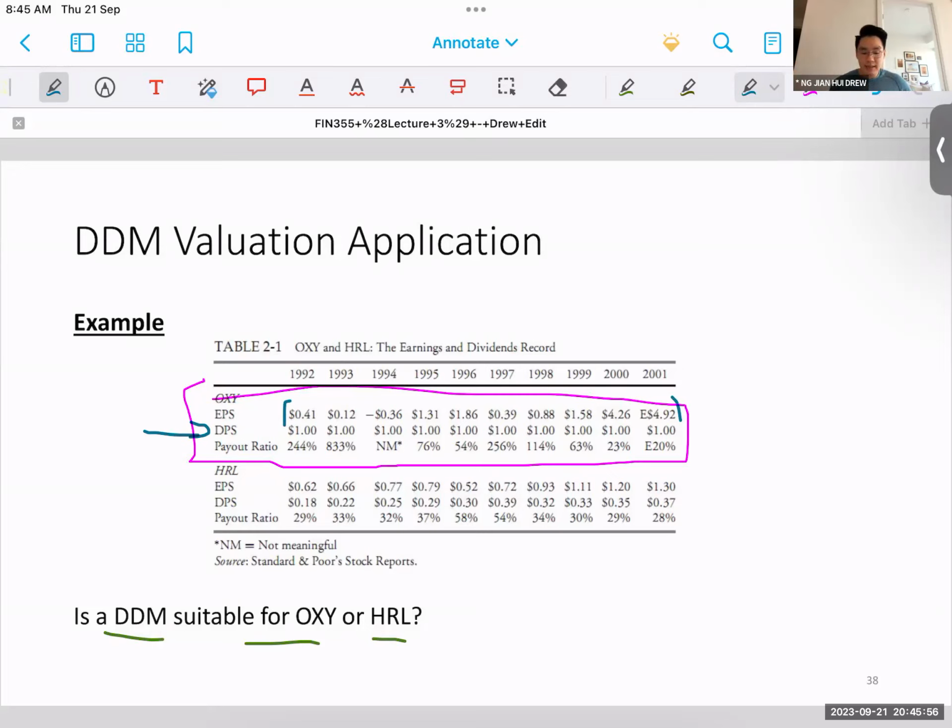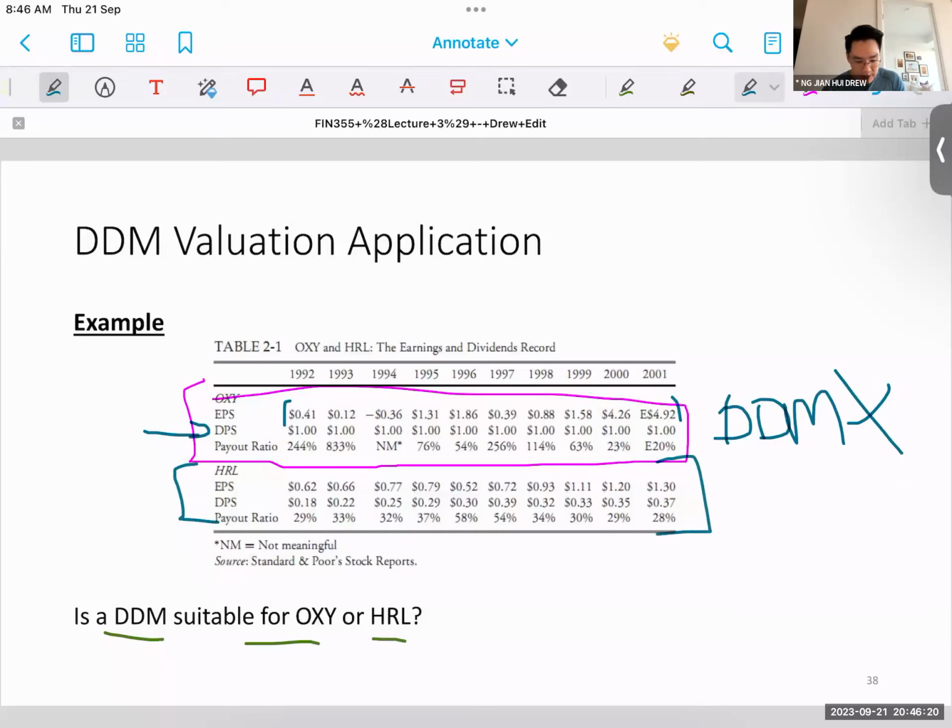So in this sense, there is actually no dividend policy relating to the profitability, and hence DDM is not a good valuation method. However, if we look at HRL, right?